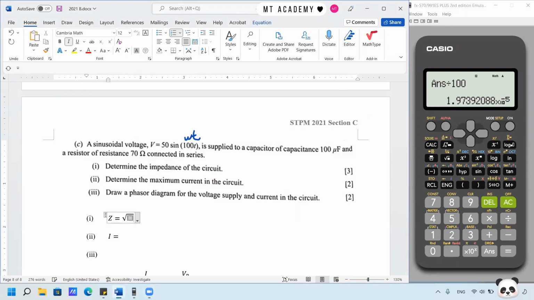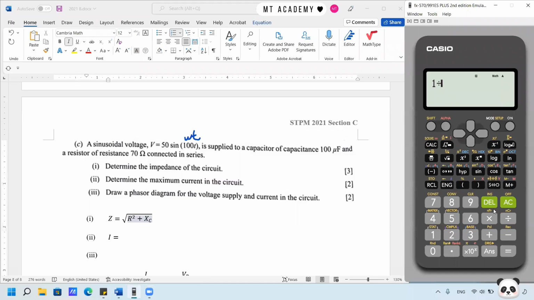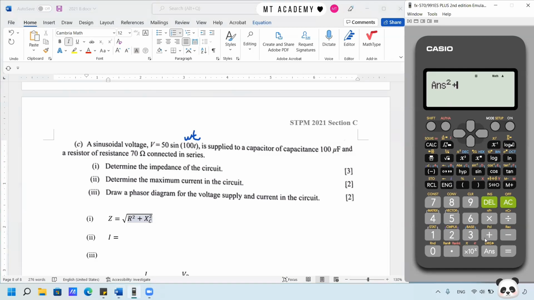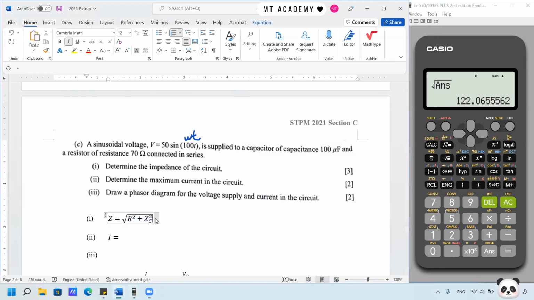So it is equal to the square root of R squared plus the reactance of the capacitor squared. The reactance of the capacitor can be obtained by 1 over omega C, so it should be 1 over 100 times the capacitance, 100 micro. So you can write the solution yourself. The impedance will be equal to the square root of the reactance squared plus the resistance squared. Resistance is 70, and then we do the square root and the impedance will be equal to 122 ohm.